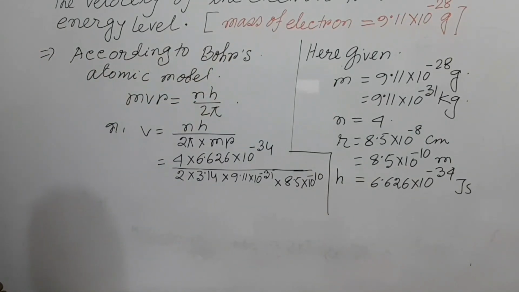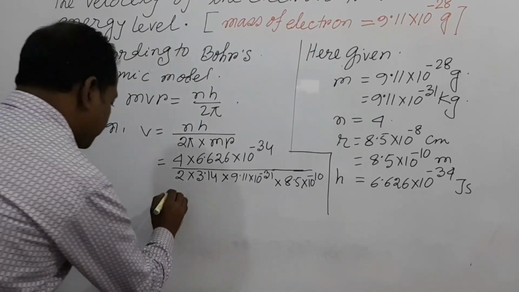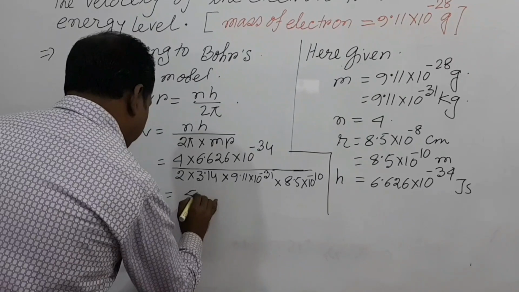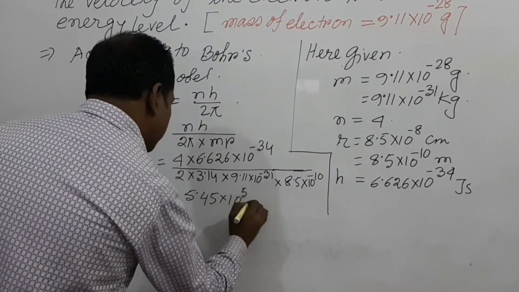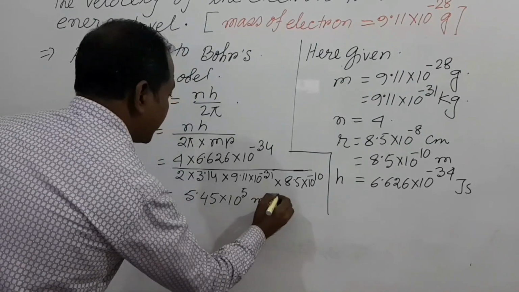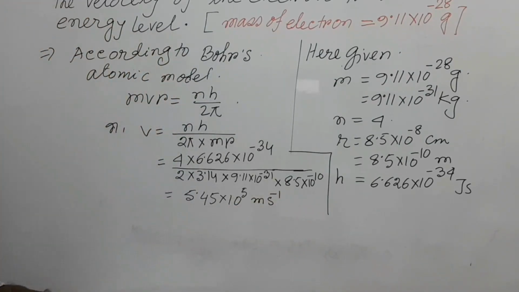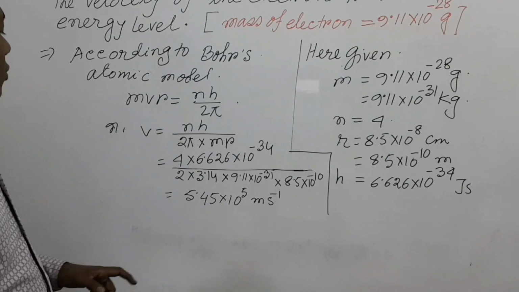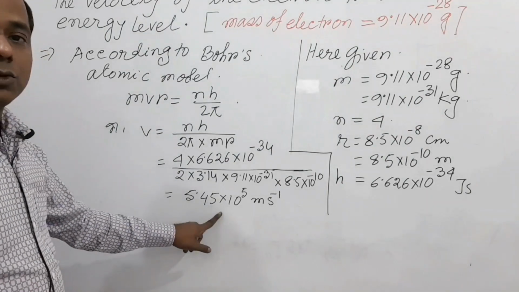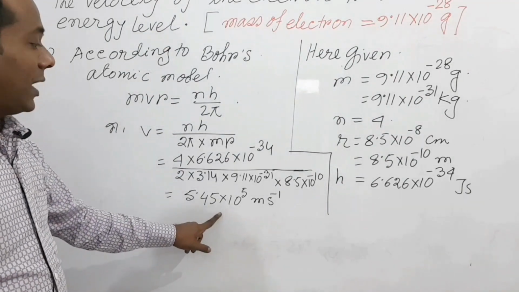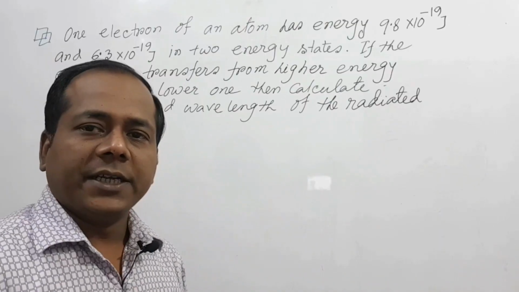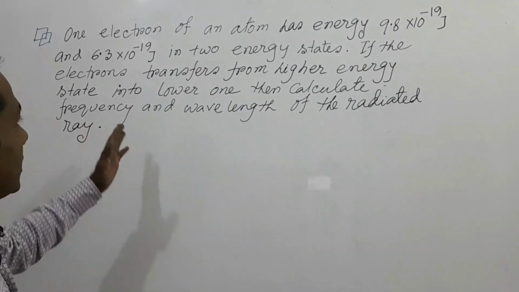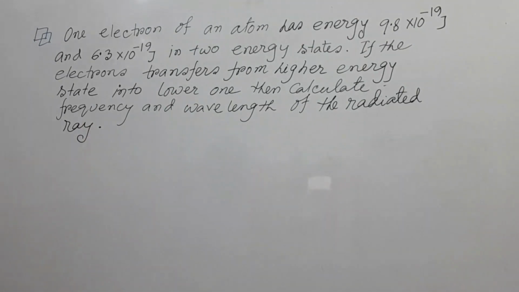So we get the value 5.45 into 10 to the power 5 meter per second. So the velocity of the electron is 5.45 into 10 to the power 5 meter per second. This is the answer. My dear students, here is our second mathematical problem.